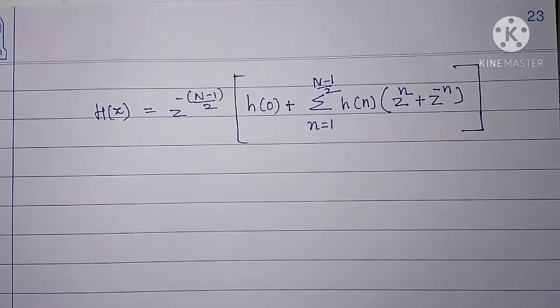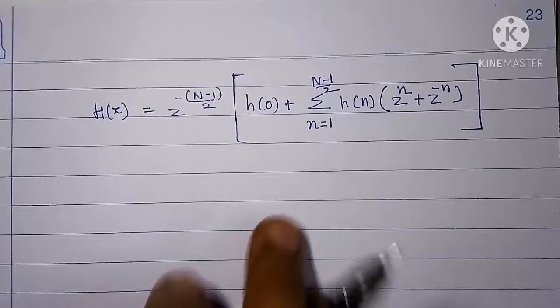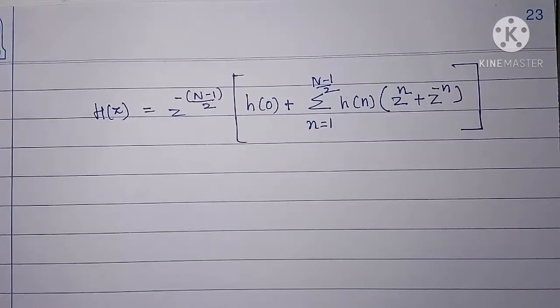Due to truncation of Fourier series, oscillations are found in the frequency response in the passband as well as in the stopband. These oscillations are because of the slow convergence of the Fourier series, particularly near the points of discontinuity. This effect is known as Gibbs phenomenon. So we'll just write the definition of Gibbs phenomenon here.